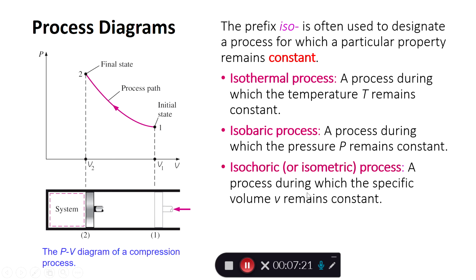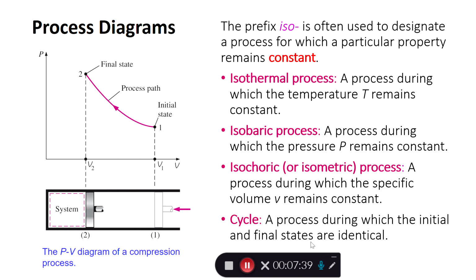Isochoric, or isometric, I think, where the volume is constant. Isometric, you might recall this from your drawing class. So you have isometric drawing. Isometric is 3D drawing, right? And you drew it according to the dimensions. So that's why it's constant volume. And finally, a cycle is when you have a process that has the same initial and final state because it goes around and goes back to where it started. So that's why it's called a cycle.